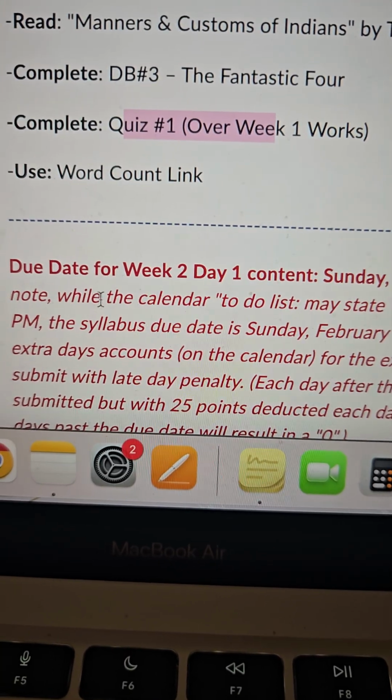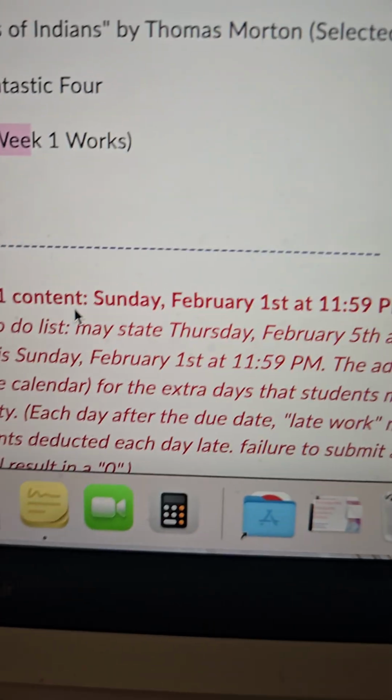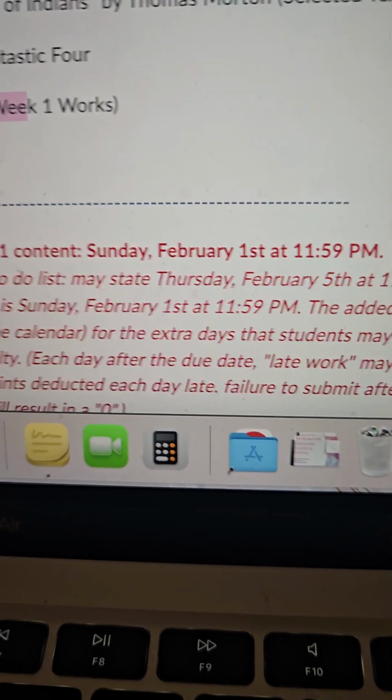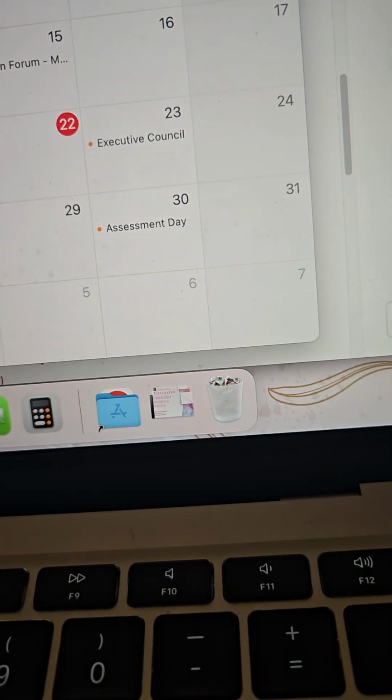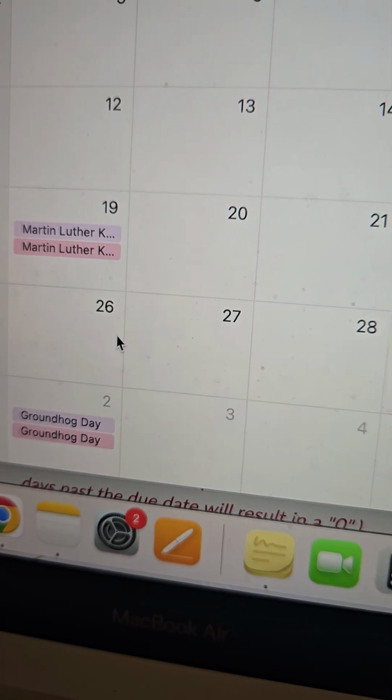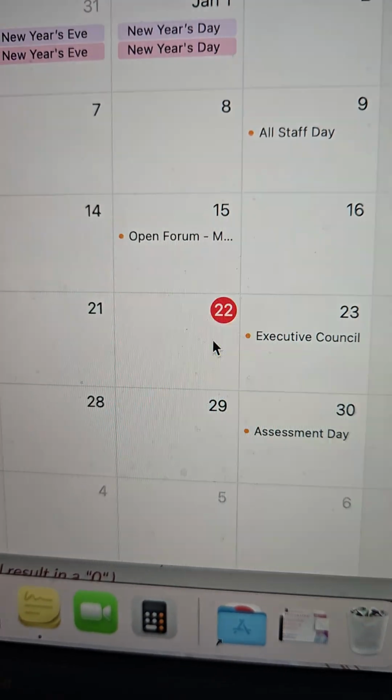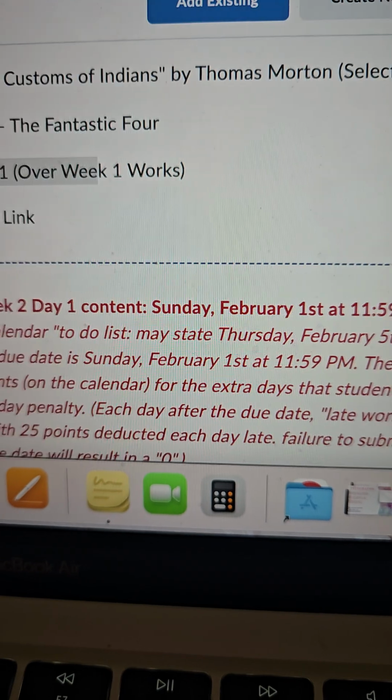Notice the due date for week 2. Okay, week 2 will technically start, I'm going to pull this up. Your week 2 technically starts on Monday, January 26th. If you're reading this in more time, I'm recording this on a Friday, so on a Thursday.